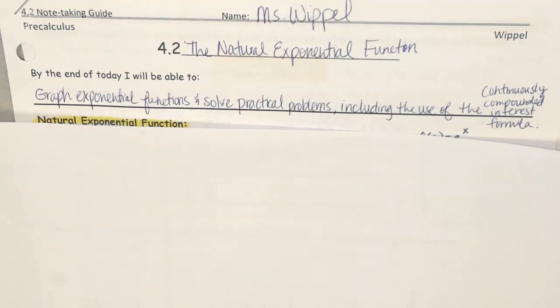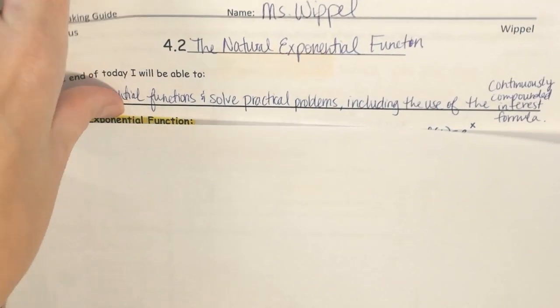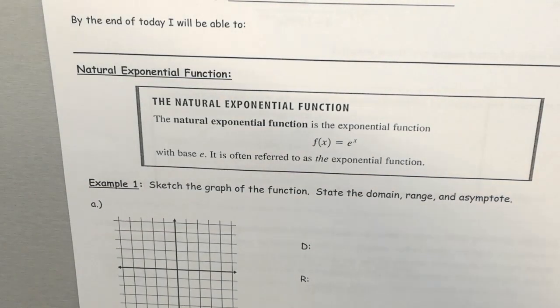Okay, so 4.2 is about the special exponential function called the natural exponential function. And we are going to graph functions that have e in them. We're going to solve some practical problems, including continuously compounded interest, which is something that you might remember from last year or the previous year. All right, so we're going to talk about this natural exponential function.